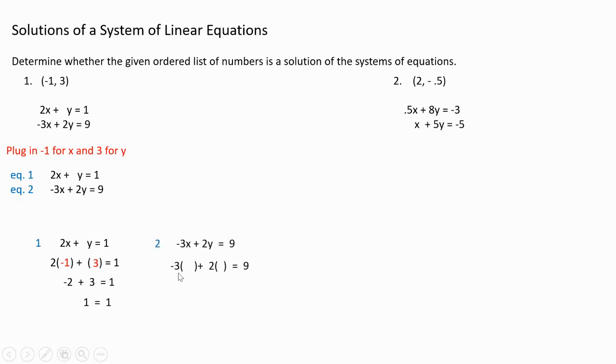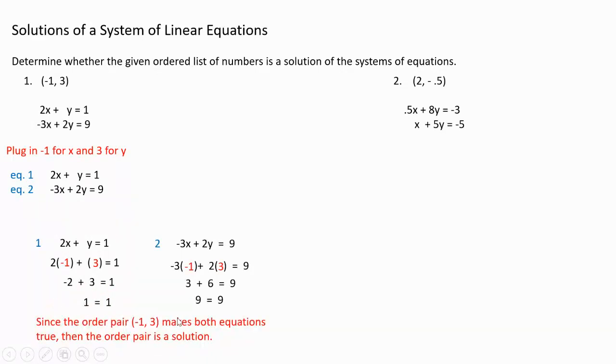So repeat the process. I'm going to plug in -1 for x and 3 for y. It's going to give us 3 plus 6, which gives us 9. So 9 equals 9. So this is a solution to both equations. Since the ordered pair (-1, 3) makes both equations true, then the ordered pair is a solution.